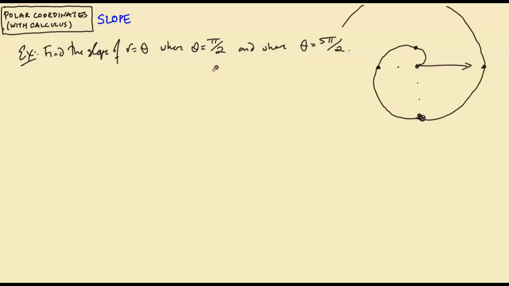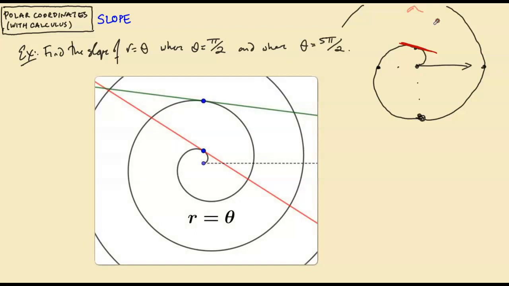So if we want the slope when theta is pi over 2, we're looking at this point right here. Whereas if we're looking for the slope when theta is 5 pi over 2, well, I'm afraid I'm off the screen, but this is happening at a different point. So the slope could be slightly different. In fact, it will be, as we see. All right, anyway, how do we solve it?